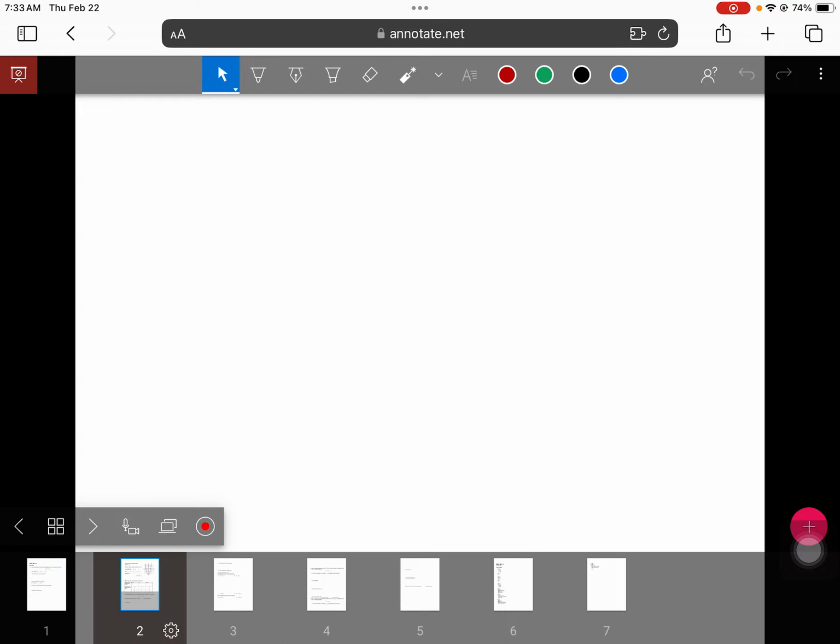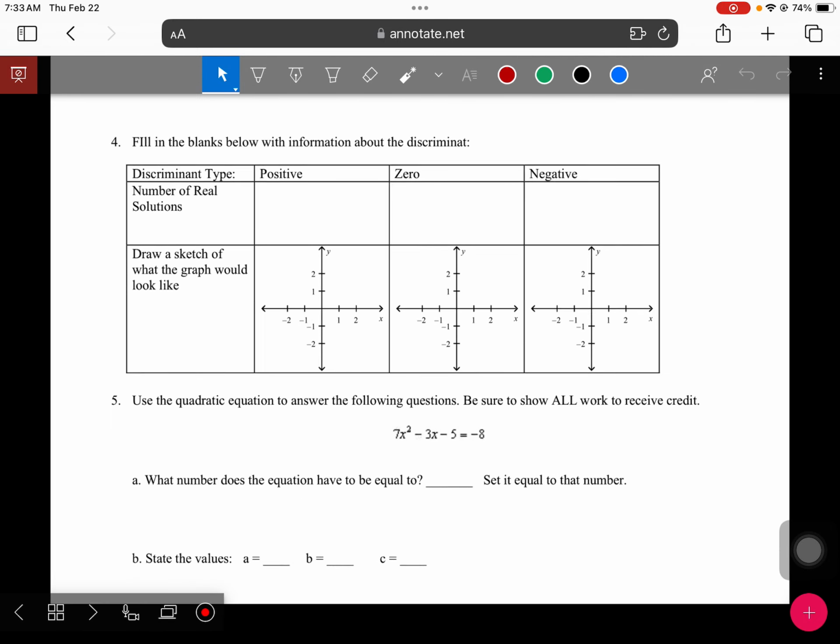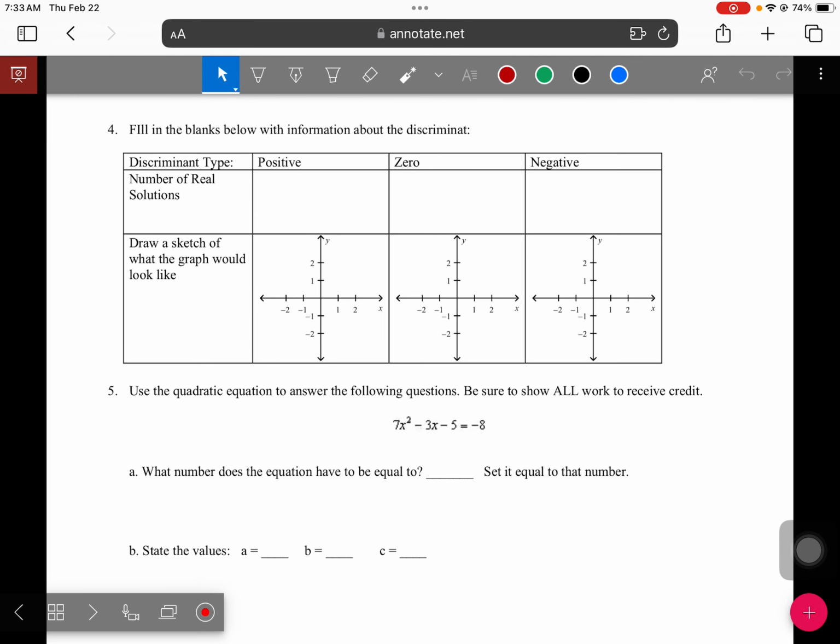Number 4 is on the second page. Okay, number 4 says, fill in the blanks below with information about the discriminant. So if we have a positive discriminant, like 52, 13, 24, number of real solutions, how many would I have? 2.